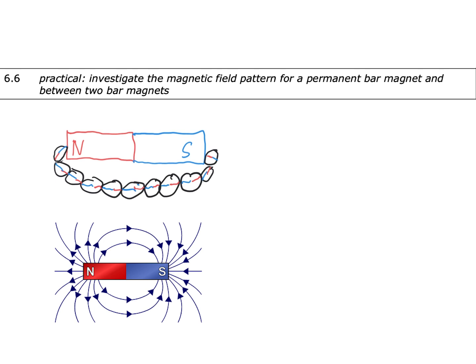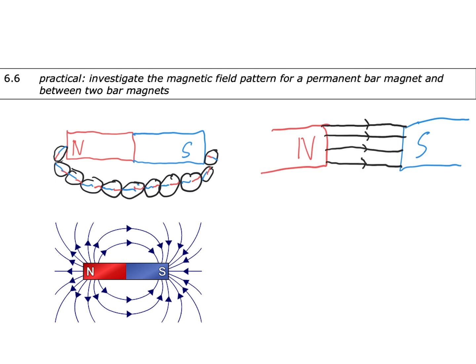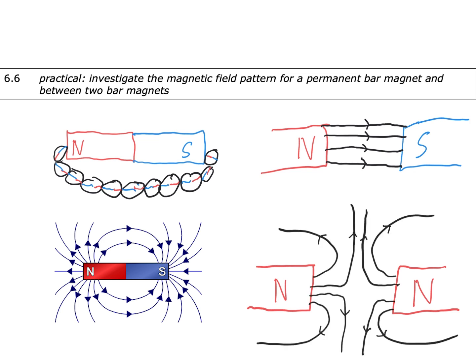So we can do the same process to find the magnetic field between two like poles and two different poles. So first off, looking at two different poles, the magnetic field would look like so. And now looking at two like poles, the magnetic field would look like so. And we notice for both drawings, the arrows are always going away from the north towards the south.